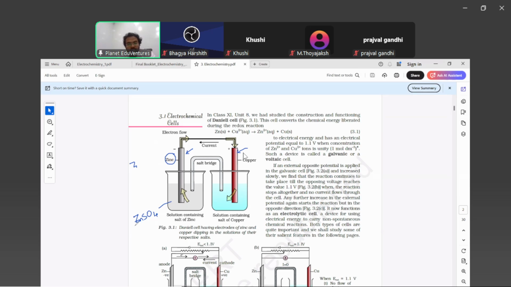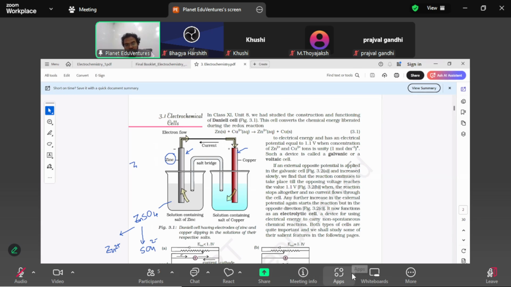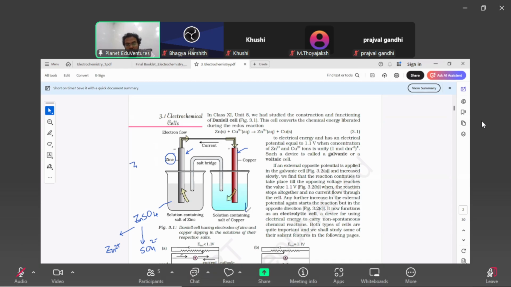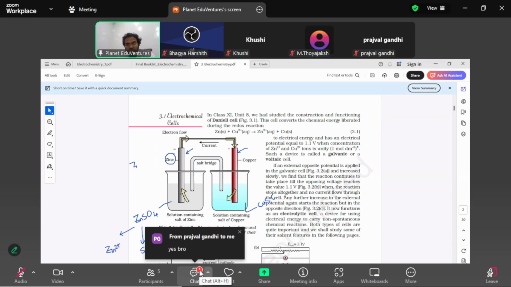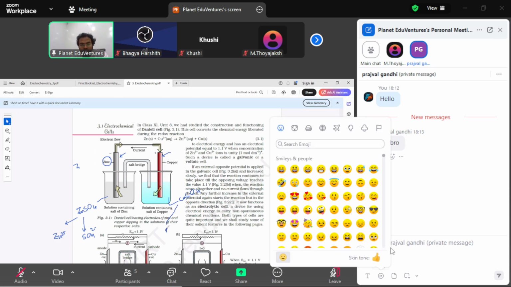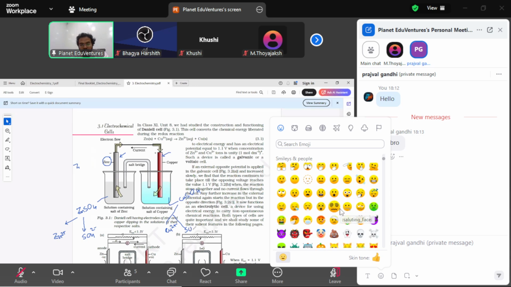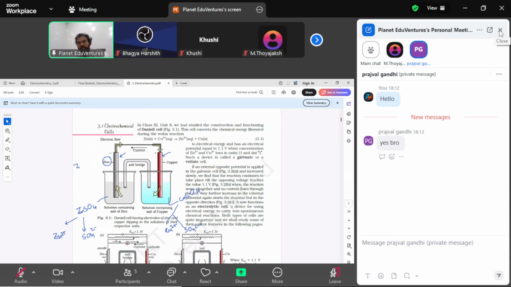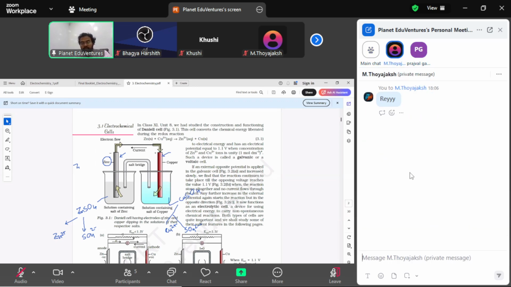Now ZnSO4 will break into two types of ions. What are the two types of ions? Zn2+ and SO4 2-. These are the two types of ions produced when ZnSO4 salt is put in water. And this is a solution containing a salt of copper. CuSO4 is a salt of copper, and it will break into Cu2+ and SO4 2-. So ZnSO4 breaks into Zn2+ and SO4 2- ions, and CuSO4 breaks into Cu2+ and SO4 2- ions.